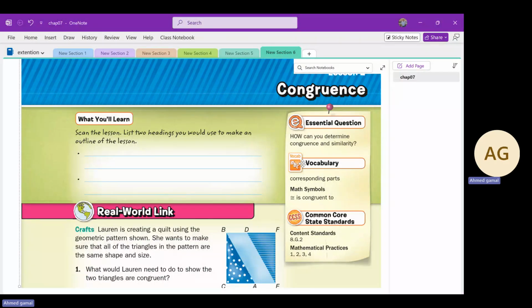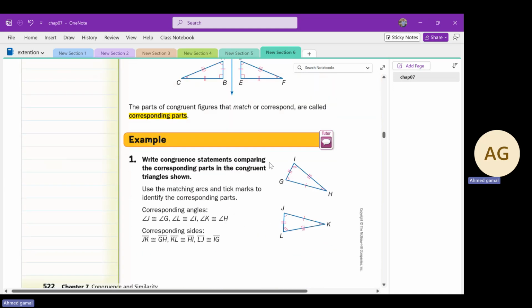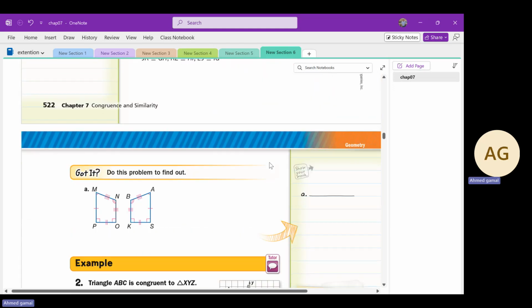Now with the second lesson of Chapter 7, Grade 8, McGraw. Lesson 2 is talking about congruence. What we need from this lesson is to identify the congruent parts, and also to find the missing parts.